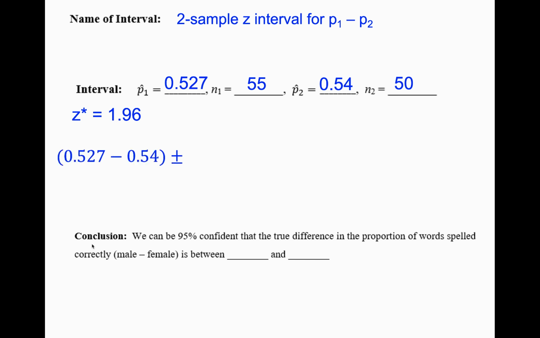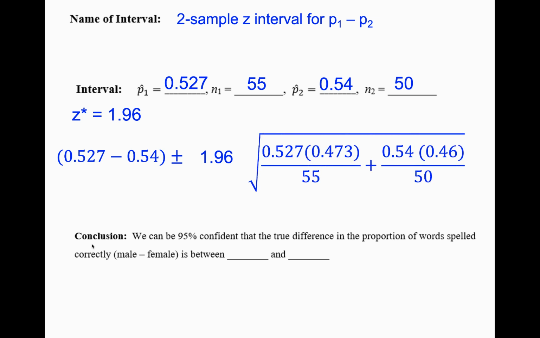So again, there's P hat 1 minus P hat 2. So that's the statistic, plus or minus critical value. And then we're going to plug the rest of those numbers into the formula for the standard error of our statistic. So that's what that would look like. So remember the first half of that, the 0.527, the 0.473, and the 55 come from population 1. The second half of that, the 0.54, the 0.46, and the 50 come from population 2. And then we need to just do some calculator work.